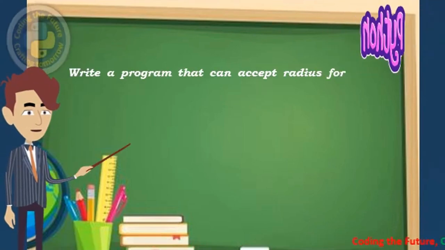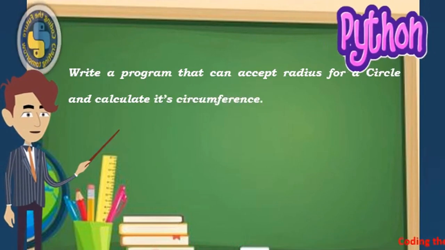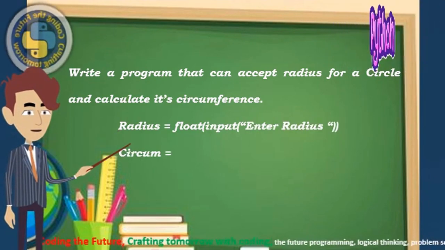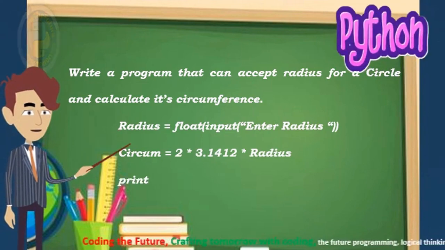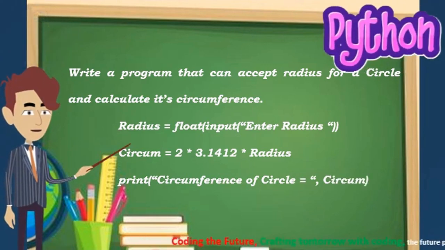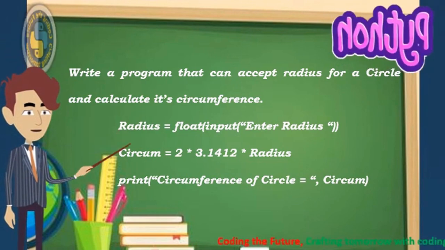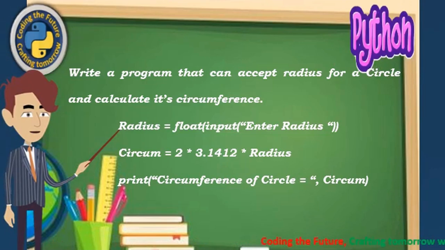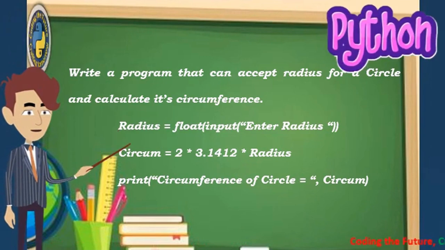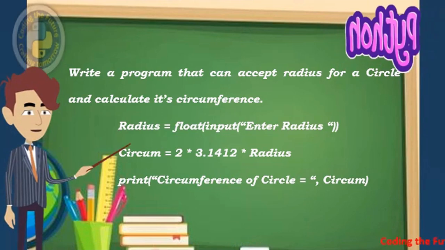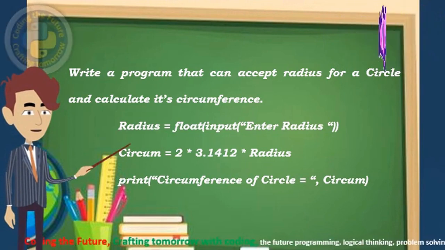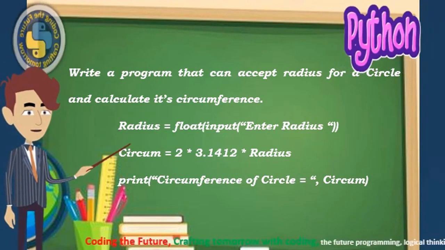Next is write a program that can accept radius for a circle and calculates its circumference. Radius equal to float, input enter radius. Circumference of a circle is calculated by the formula 2 pi r, and circum variable is used: 2 into 3.1412 into radius. Print circumference of circle as a string and circum variable. It's time to go to IDLE shell of Python to run our code.